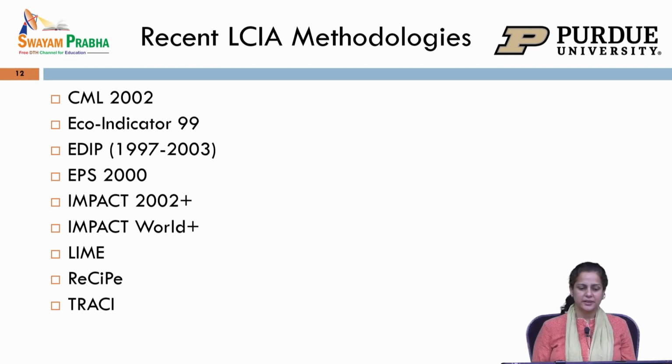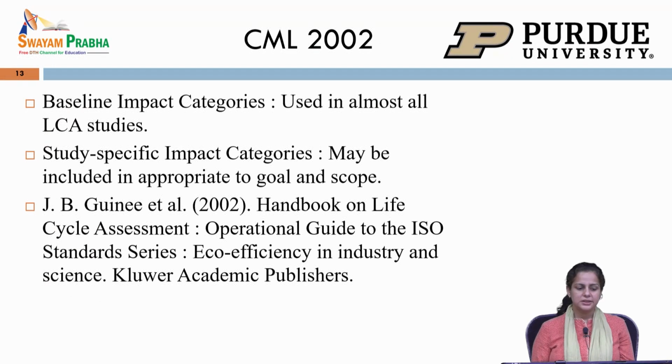Some of the recent LCIA methods are CML 2002, Eco Indicator, Impact 2002, Lime, Recipe and Tracy, and we mostly use CML 2002. Most of the softwares have that, but of course you have all the choices available, and most of the softwares will provide additional impact categories. CML 2002 is used in almost all studies, and study specific impact categories may be included in an appropriate goal and scope. If you want to read more about it, you can take the handbook on life cycle assessment and delve deeper into the impact assessment methodology.